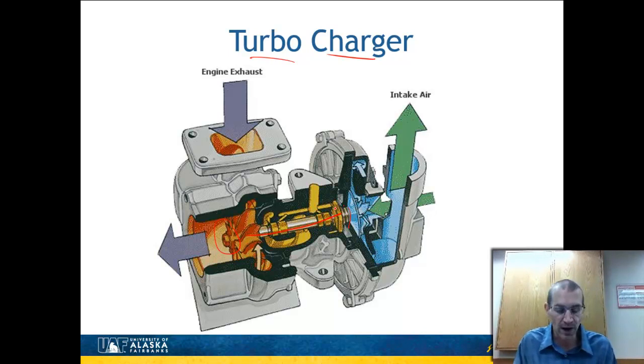So the point is, I'm going to compress the air that's going into the intake cylinder. Now, most of the intake air is exactly just air. There's a little bit of fuel in there, but it's so small that I can assume the whole mixture is just an ideal gas.